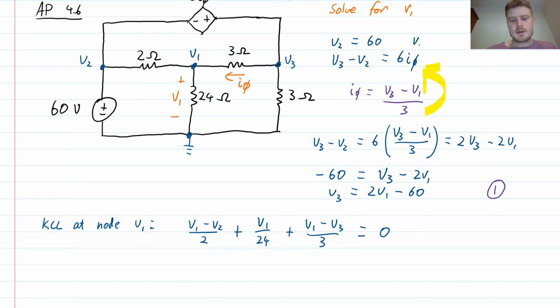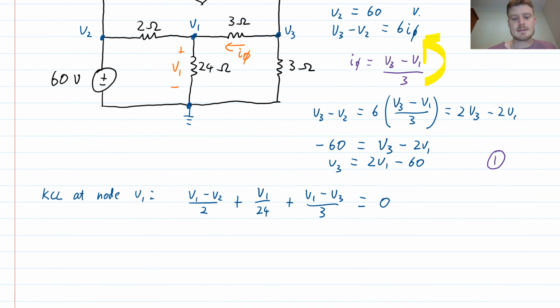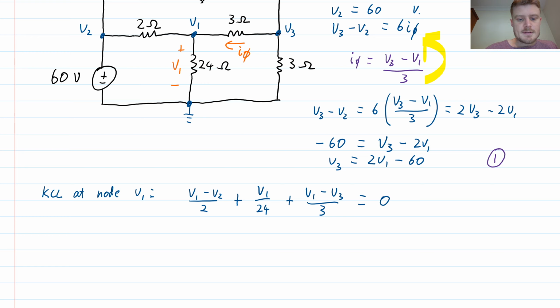At this point, we can simplify this a little bit. I'm going to multiply both sides by 24, because I just want to eliminate some of these fractions. If I do that, I will end up with 12 times (V1 minus V2), plus, since 24 will cancel with the 24, V1 here. And then 24 divided by 3 is 8, so this will give me 8 times (V1 minus V3). 24 times 0 will be 0.